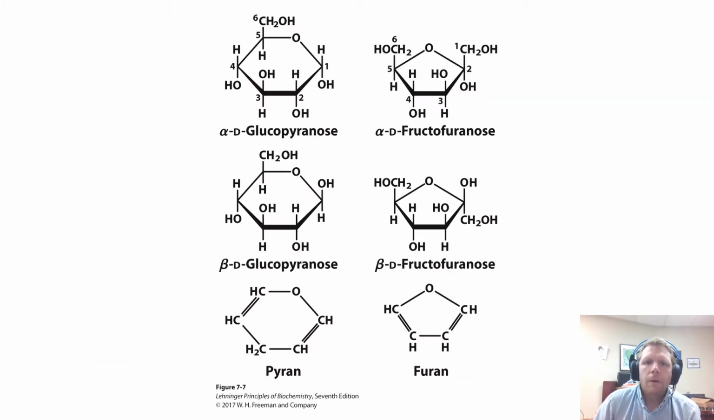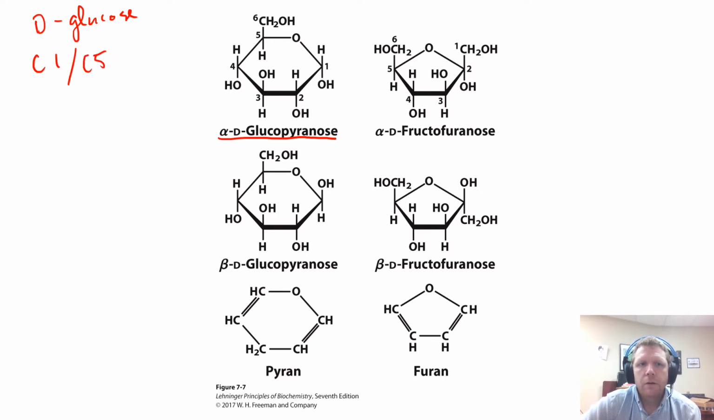Okay. Now, here are some examples of different sugars. So we've got alpha D-glucopyranose. Now, what I would recommend doing is thinking back to what was our structure for our D-glucose. We didn't care about carbon 1. We didn't care about carbon 5. We didn't care about carbon 6. We focused only on carbon 2, 3, and 4. 1, 5, and 6 we didn't really need to worry about.